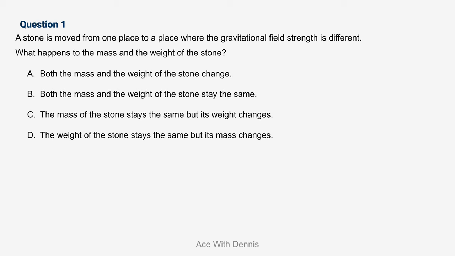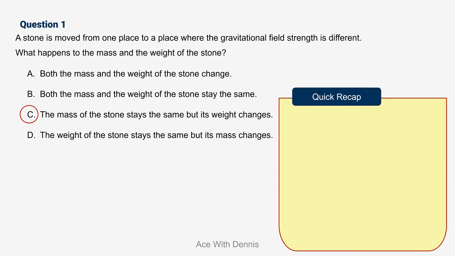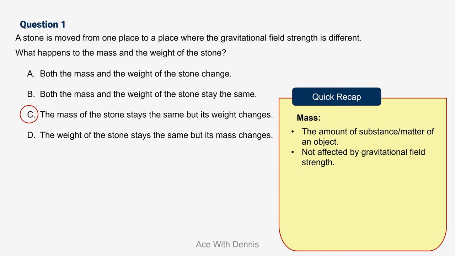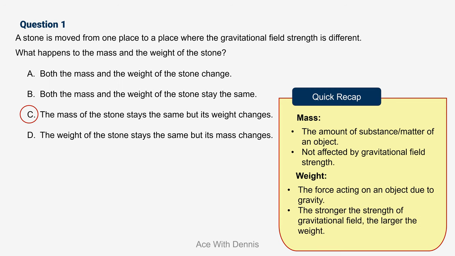This question is very straightforward if you know the differences between mass and weight. So the answer is C. The mass of the stone stays the same, but its weight changes. Let's have a quick recap. What is mass? A mass is the amount of substance or matter of an object, and it is not affected by gravitational field strength. On the other hand, a weight is the force acting on an object due to gravity. The stronger the gravitational field strength, the larger the weight. So the formula for weight is W equals mg.